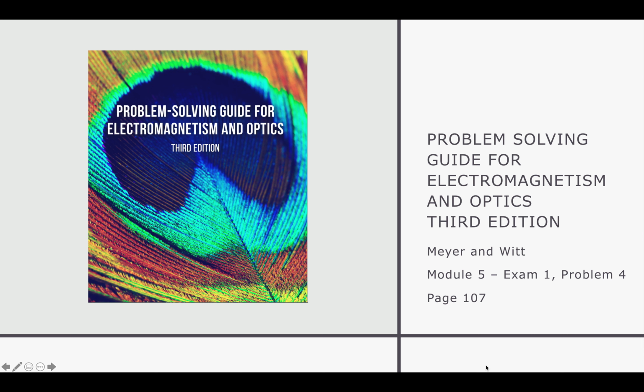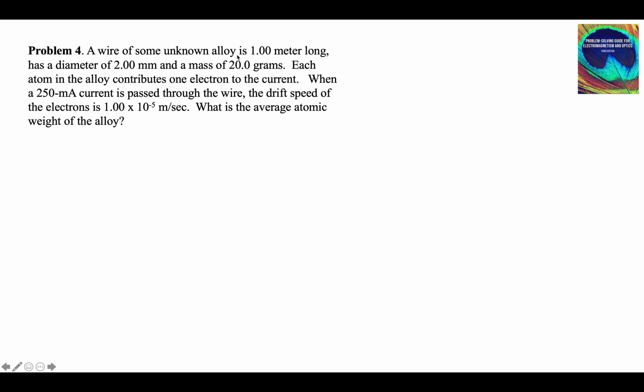This is problem 4 on practice exam 1 in module 5 of the book Problem Solving Guide for Electromagnetism and Optics. Problem 4: a wire of some unknown alloy is 1 meter long, has a diameter of 2 millimeters and a mass of 20 grams. Each atom in the alloy contributes 1 electron to the current.